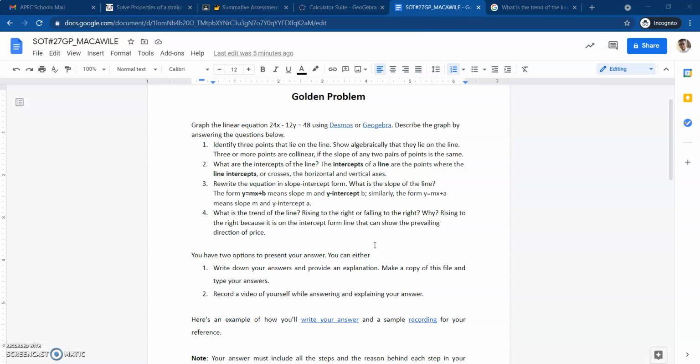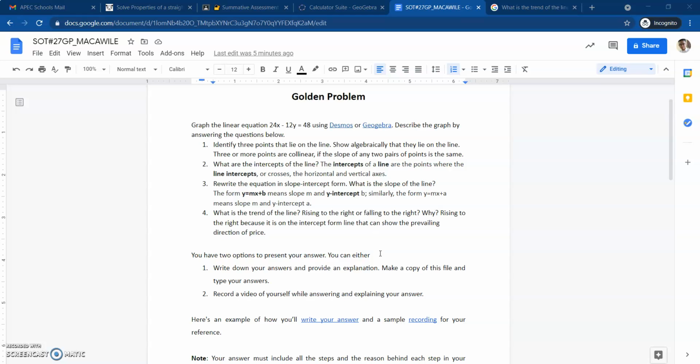Rewrite the equation in slope-intercept form. What is the slope of the line? The form y equals mx plus b means slope m and y-intercept b. Similarly, the form y equals mx plus a means slope m and y-intercept a.